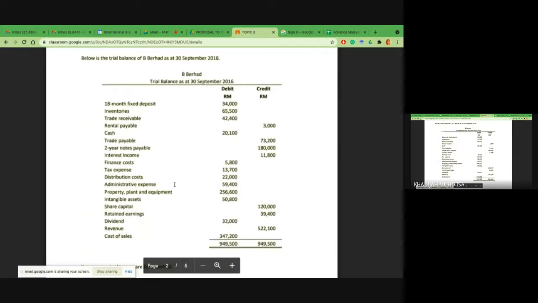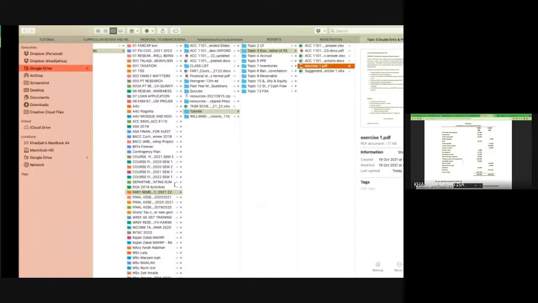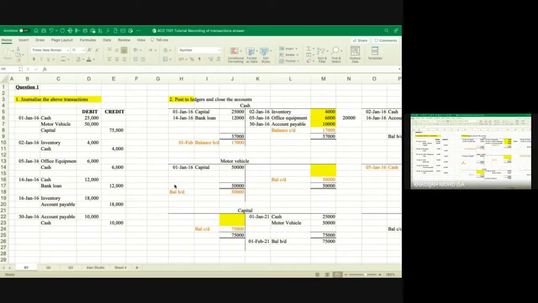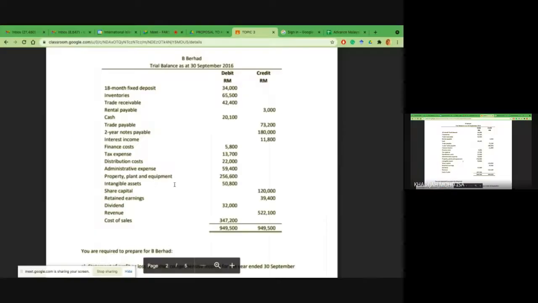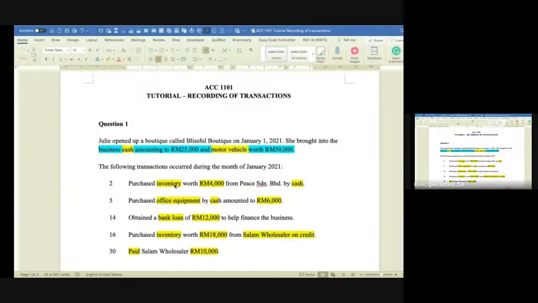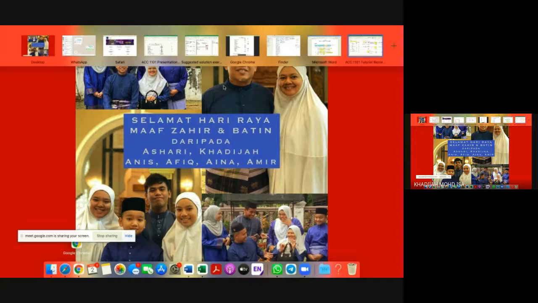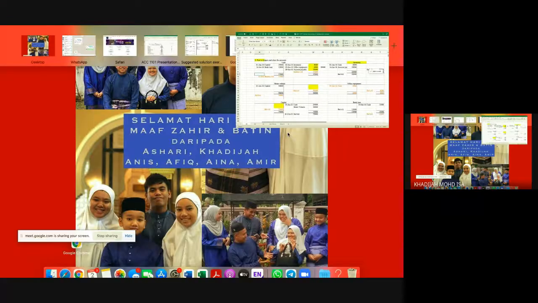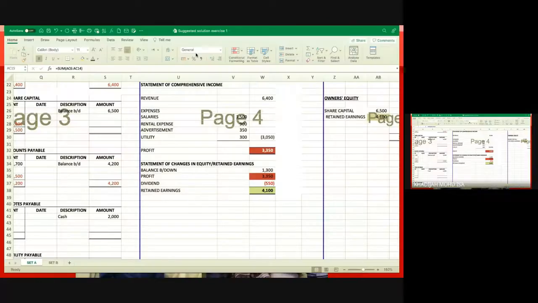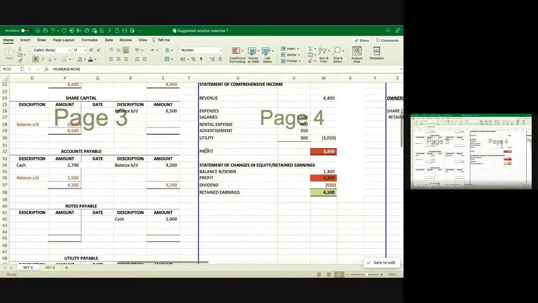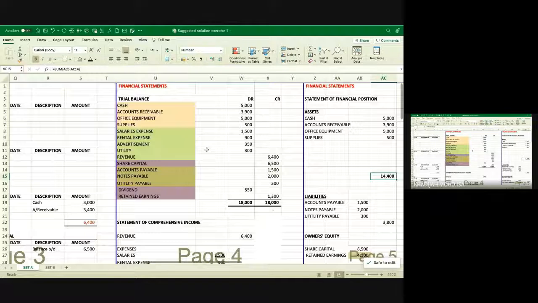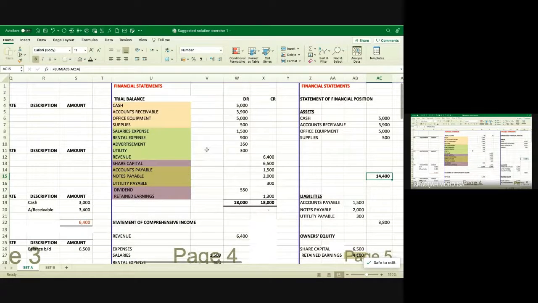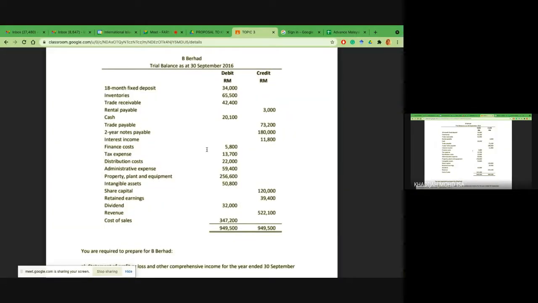Yeah, so just like I did just now, where we have this information, right, and then we prepare, where is it? Is it here? No, not that one. Oh, it's here. Yeah, so based on the trial balance, prepare your statements. So I hope that you can do the question now. All right, please do it a lot.